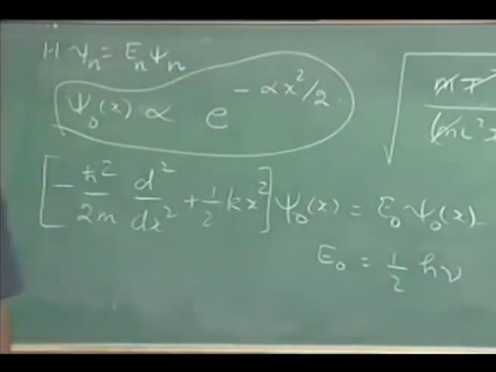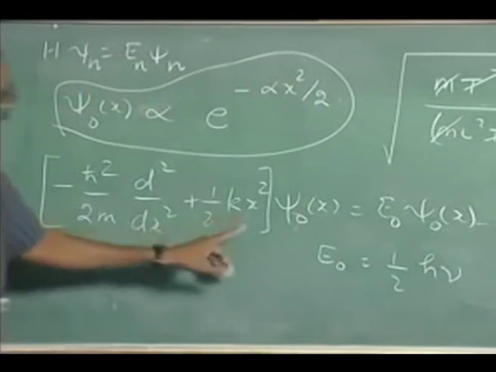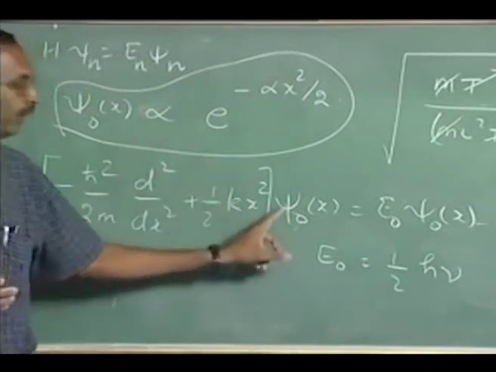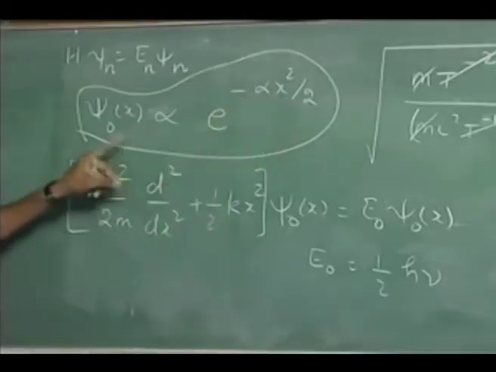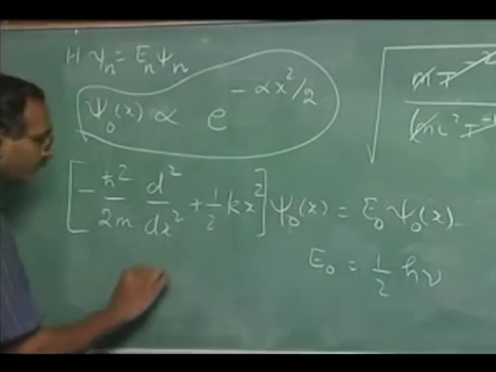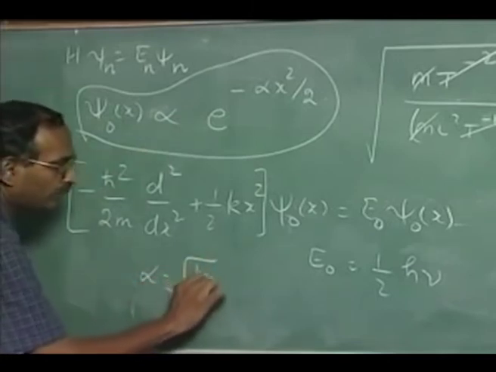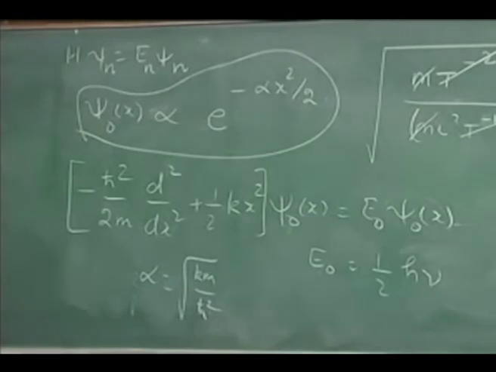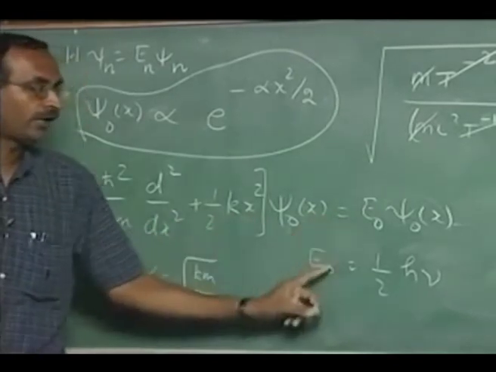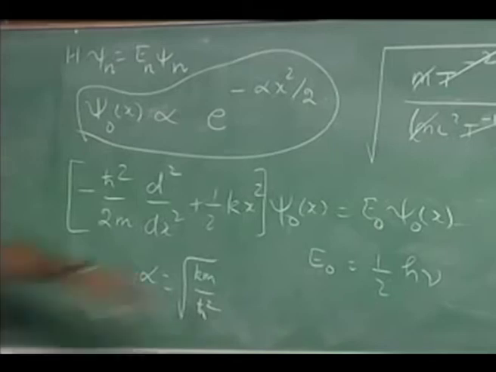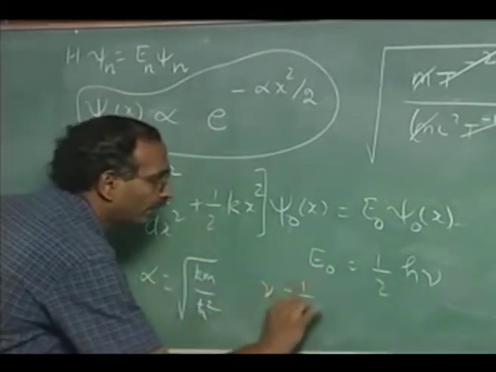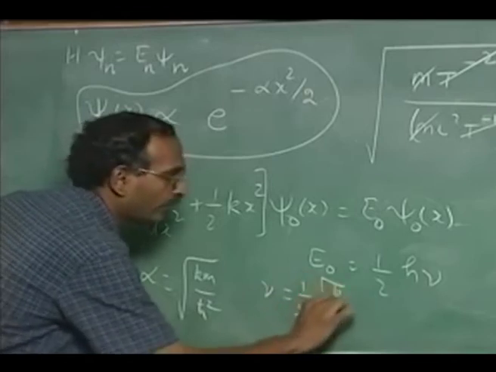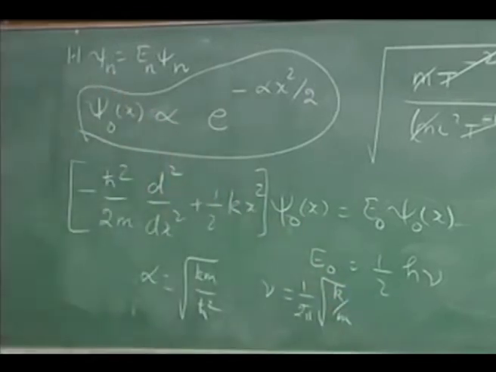I will leave that as an exercise for you to verify that this differential equation, with the solution psi naught being e to the minus alpha x square by 2, with alpha being defined as square root of km by h bar square, when you substitute that you get everything right. With nu also given as, you remember, nu was given as 1 by 2 pi square root of k by m. So this is for you to verify.